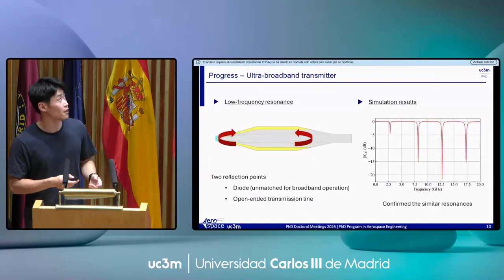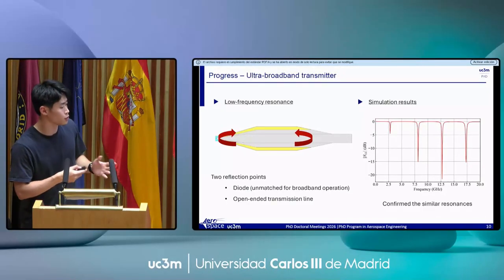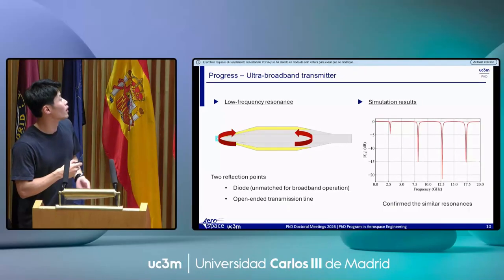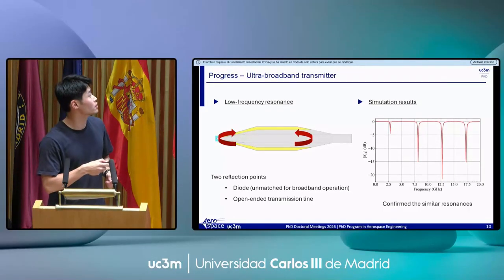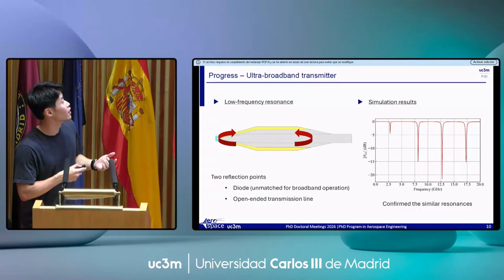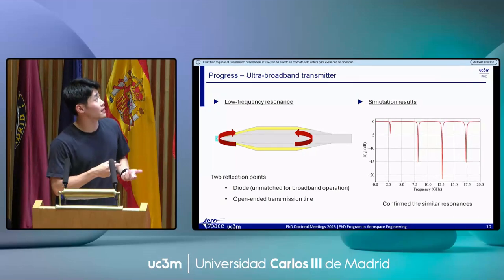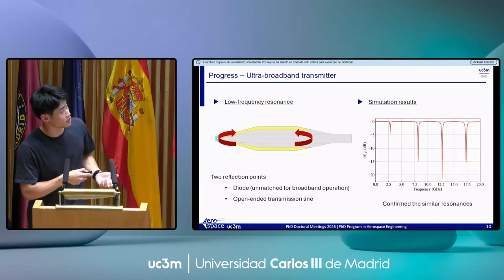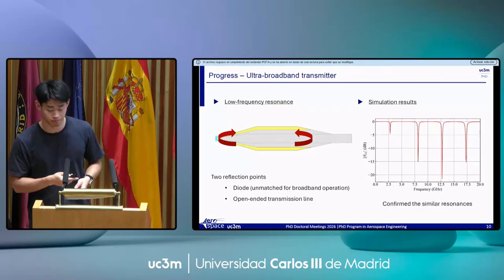So what we found here is the low frequency resonance is actually caused by two reflection points. One is the diode itself, which is unmatched for broadband operations, and the other is the open-ended transmission line. And we observed in the simulation similar resonances to the experimental results.